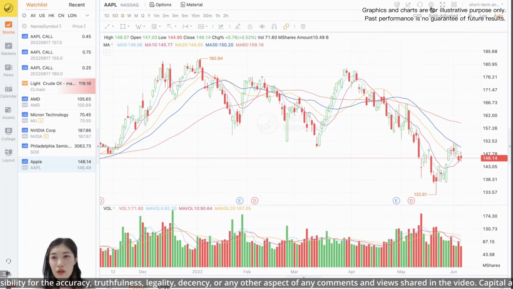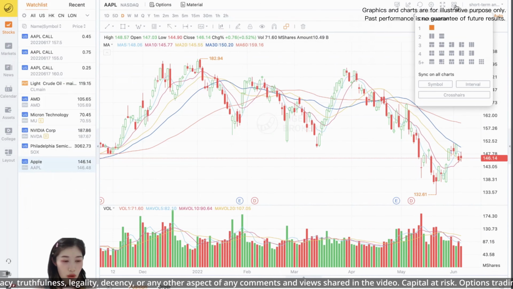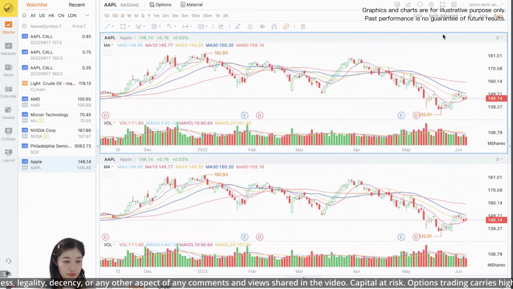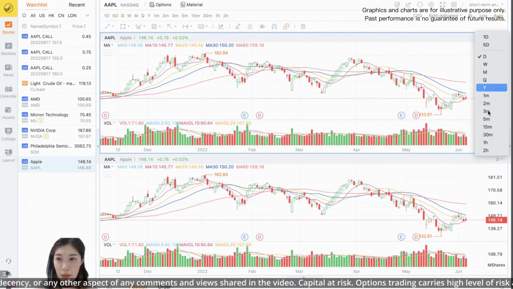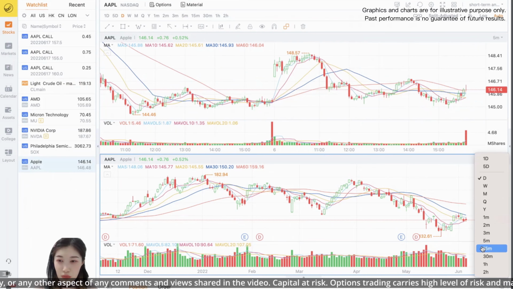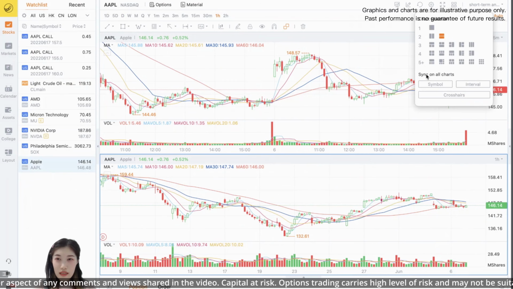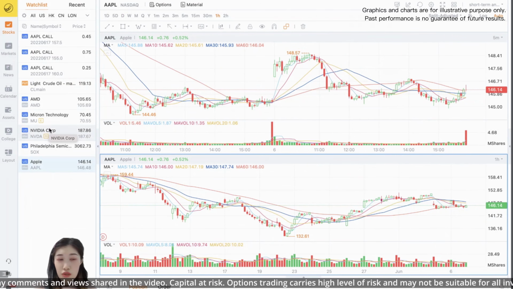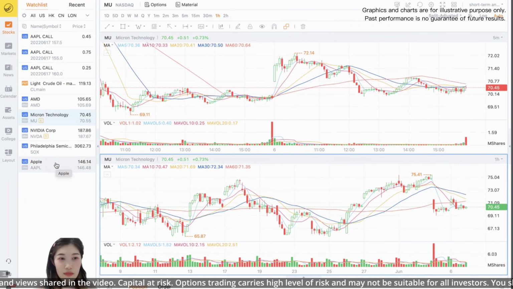Okay, and if you don't know what these icons do, just hover over and there should be tooltips. Here I can select how many charts I want. For now, I am going to pick these two chart layout, one on top of the other. And now since we're talking about day trading, I want to set the top chart to 5 minutes and the bottom chart to 1 hour. And I will go back and click on sync symbol, and then we are all set. Now, if I switch to any other stocks or options on the watch list, the same layout should apply.